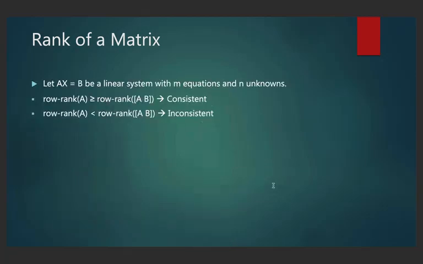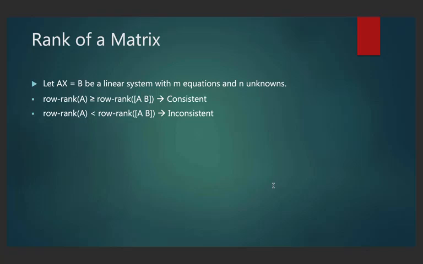So the rank of a matrix: let AX equals B be a linear system with m equations and n unknowns. If the row rank of A is greater than or equal to the row rank of AB, that means the augmented matrix, this means that the equation is consistent. And if the row rank of A is less than the row rank of AB, that means the equation is inconsistent.